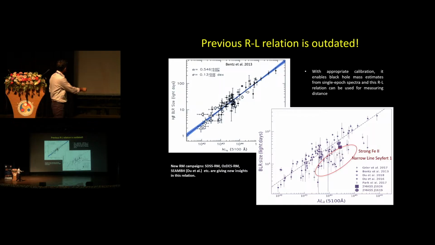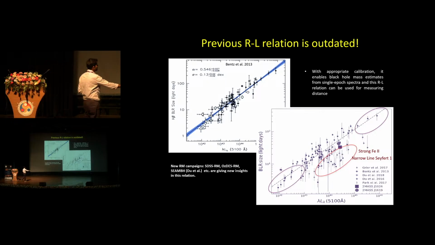So, we know that this relation not only depends on the luminosity, but there must be something else there. We also need to explore the low luminosity and high luminosity ends, because this is where JWST is coming into the picture, and the low luminosity end is completely unexplored.